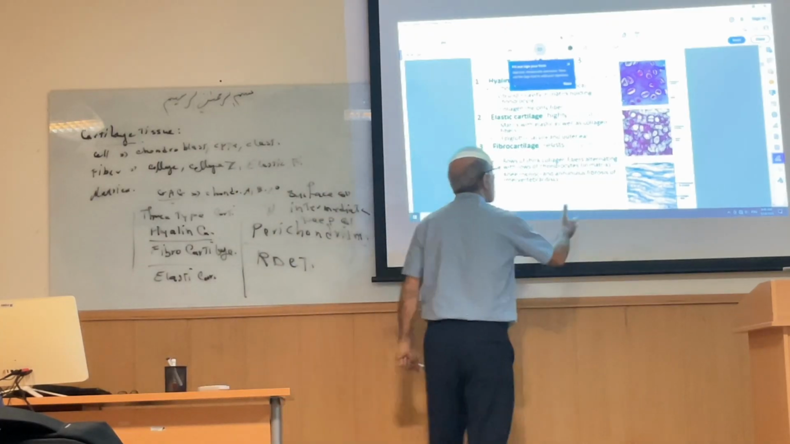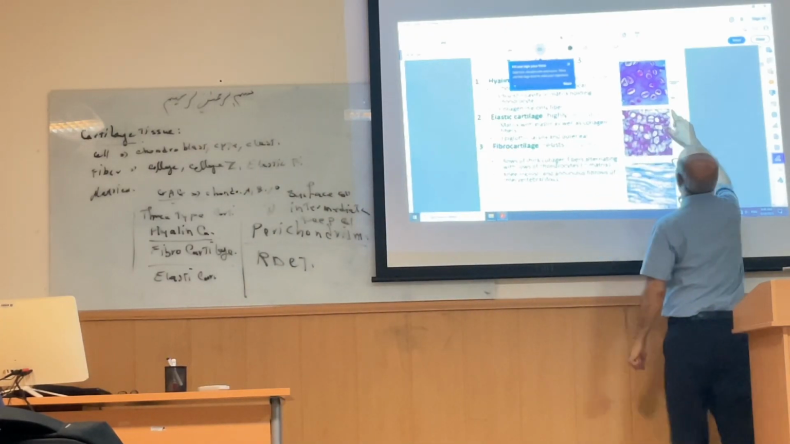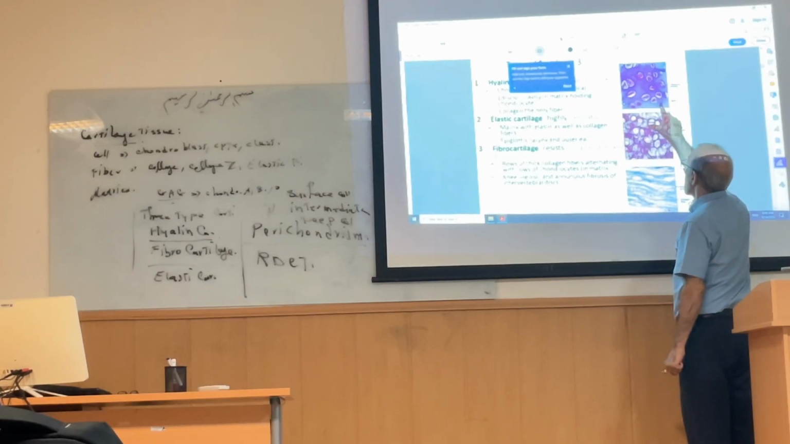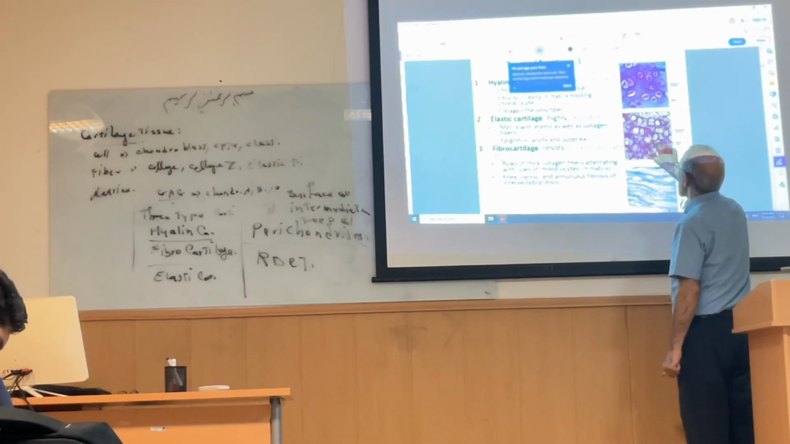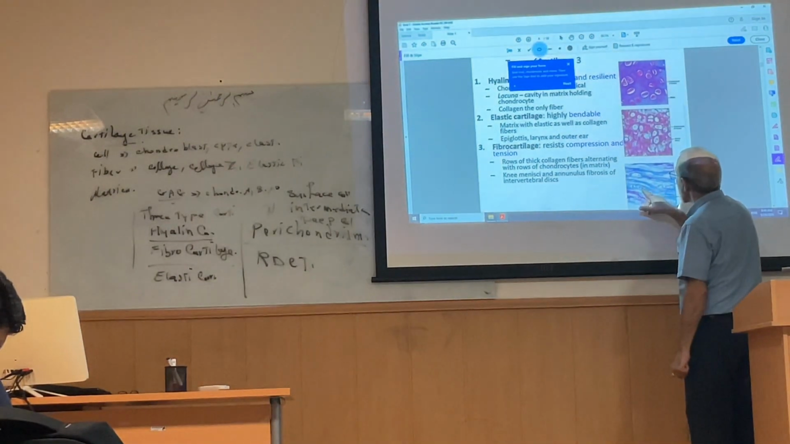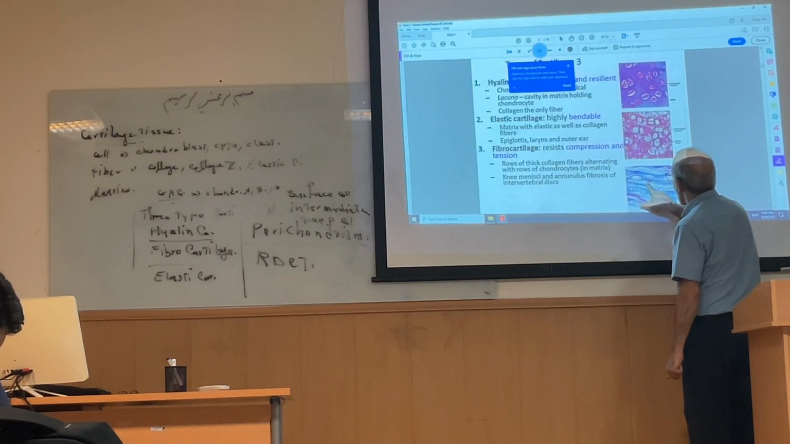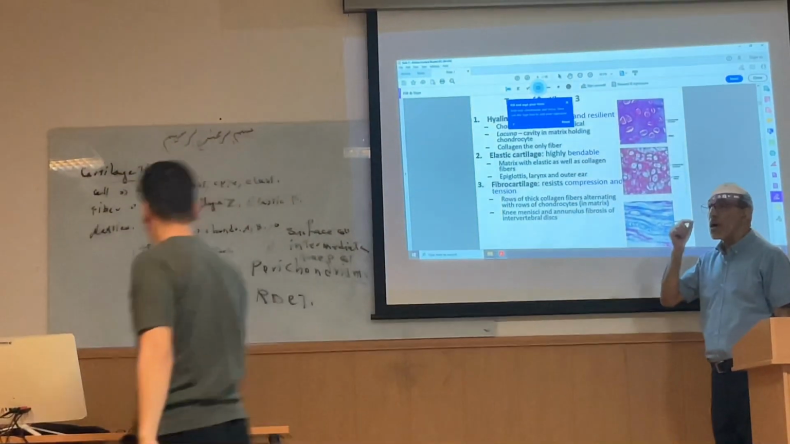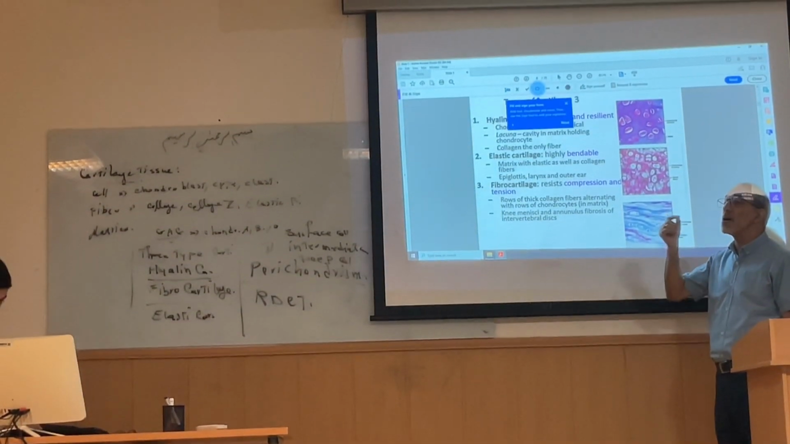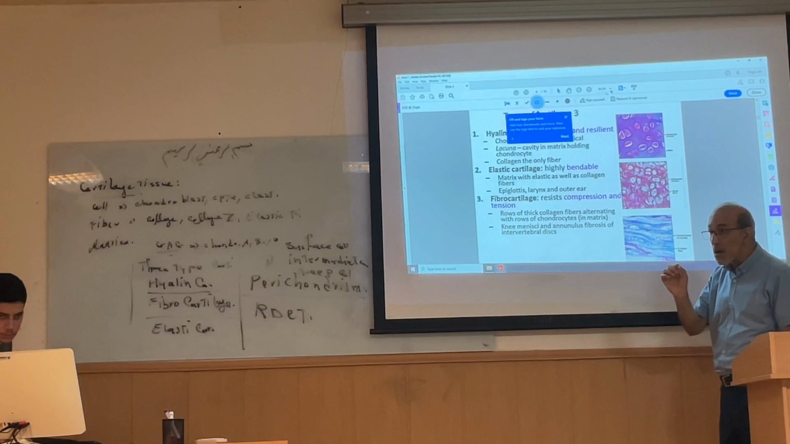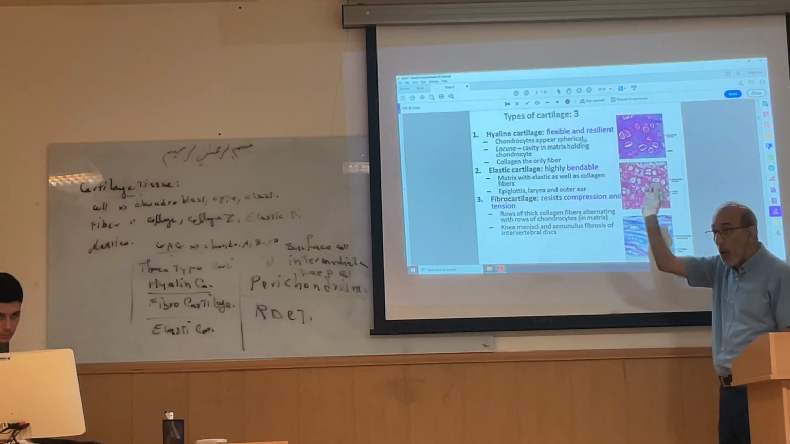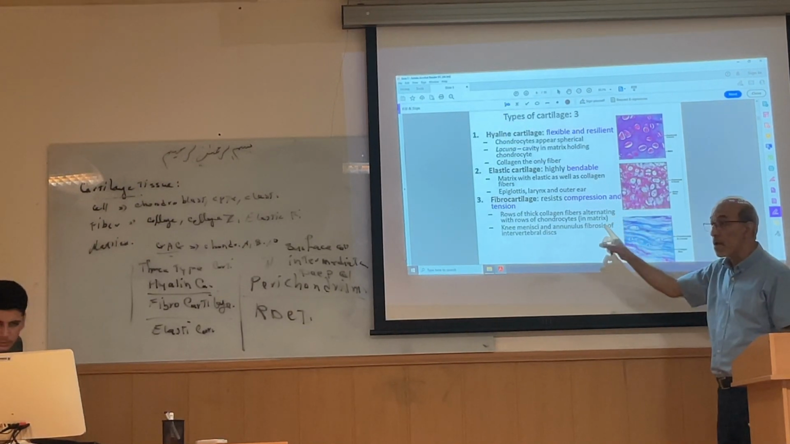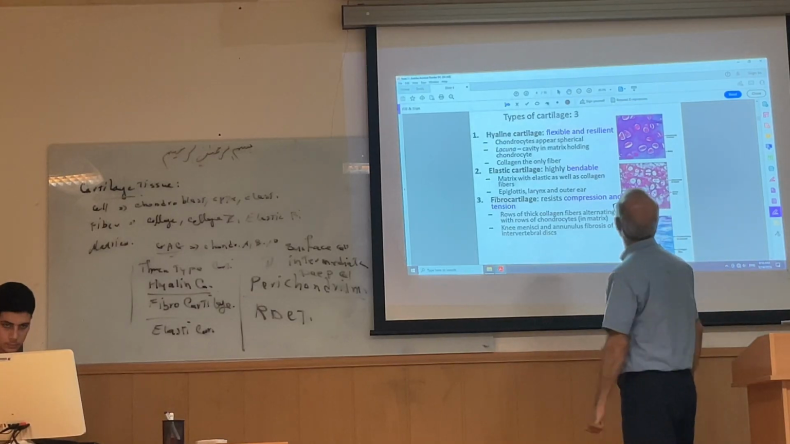Types of cartilage. What is this? Hyaline cartilage. What is this? Elastic cartilage. What is this? Fibrocartilage. Why? Because I can see bundles of collagen. This structure is observed only in the discs between vertebral bones.